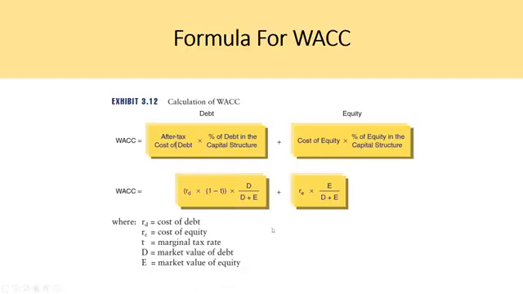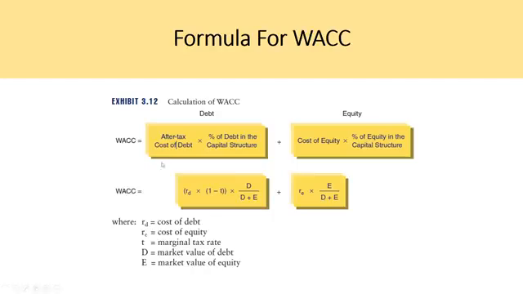So D is the market value of debt, and E is the market value of equity. If we add these two together, we get the total market value of capital. Now, if we divide the market value of debt by the total market value of capital, we get the average weighting of debt relative to total capital, right?